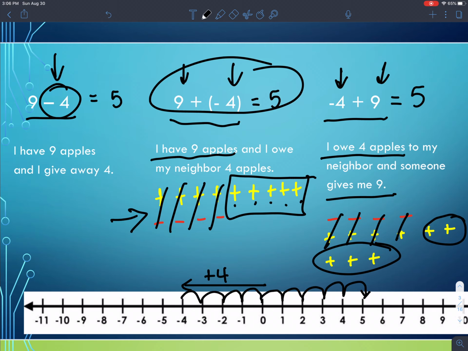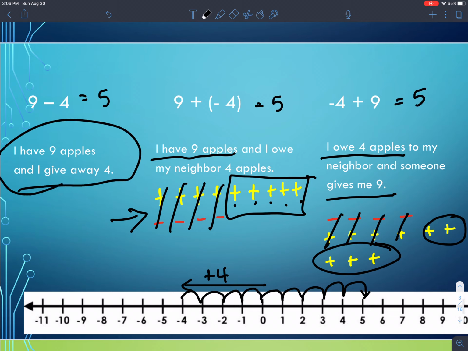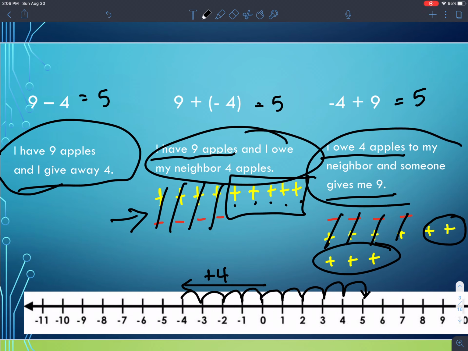5 positives. So what we're seeing here is we have 3 different problems. 9 minus 4. 9 plus negative 4. And negative 4 plus 9. Either way, on all 3 of those, we ended up with the answer of 5. Again, the 3 situations look a little bit differently, but the result is the same, okay?